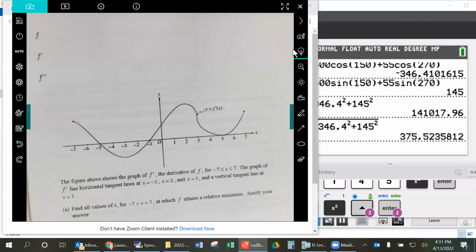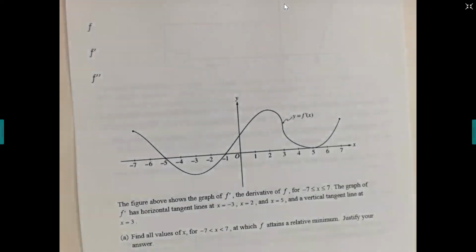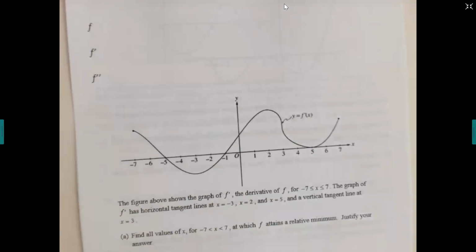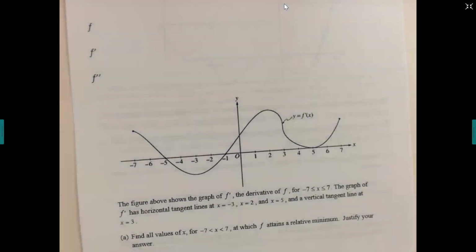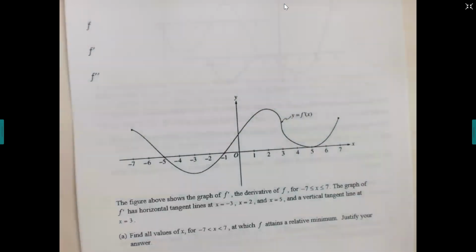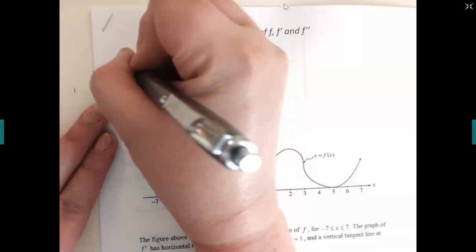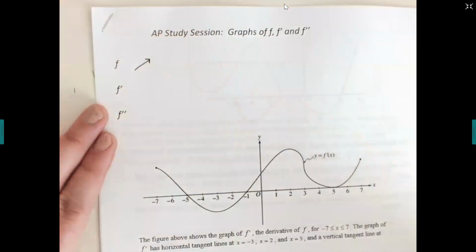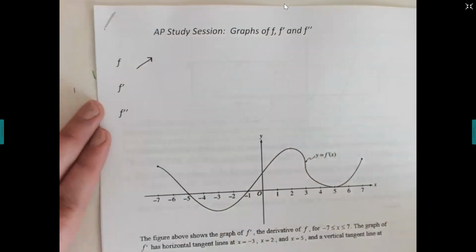Okay. So looking at the top of your packet for me, please. Okay, firstly, we're just gonna kind of review quickly the relationship between F, F prime, and F double prime. Okay, remember that we're gonna make this little diagram. Okay, if F is increasing, what would that tell me about F prime?